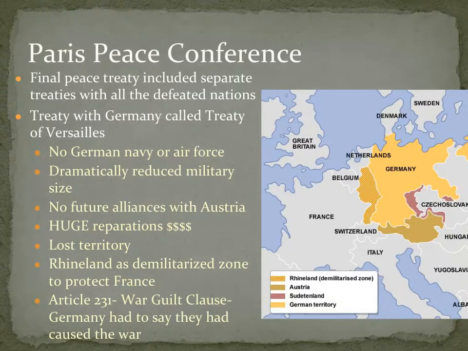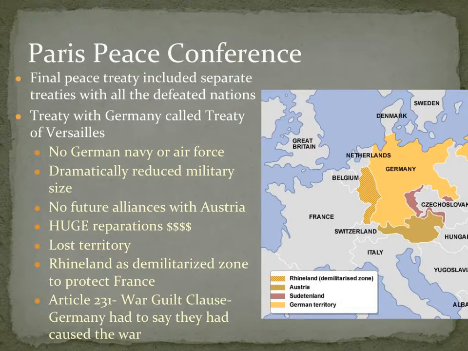So here's what was included in the final peace treaty. Now, each country had their own treaty. This final treaty that we're going to focus on is the Treaty of Versailles, which was the peace treaty with Germany. And the reason we focus on that is because it really led to future events like World War II, which we're going to study.